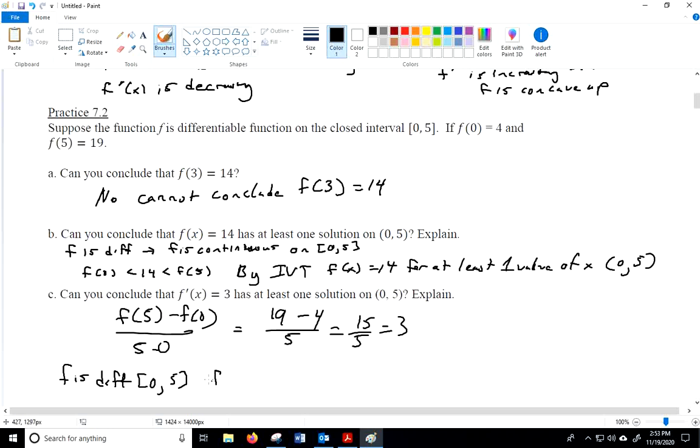So since f is differentiable on that interval, we know that f prime of x is equal to 3 for some value on the open interval from 0 to 5 by the MVT, the mean value theorem. So the intermediate value theorem, intermediate meaning in between, guarantees that f equals that y value somewhere. The mean value theorem guarantees that f prime equals the value of the slope of the secant line somewhere.